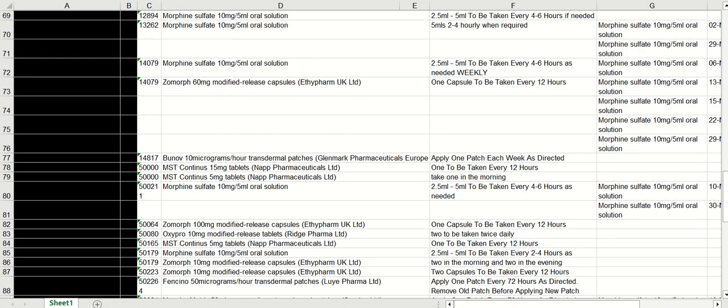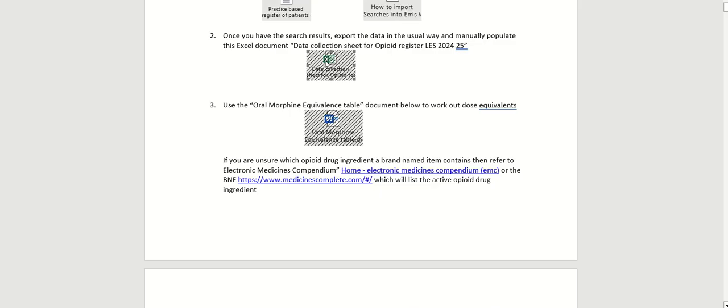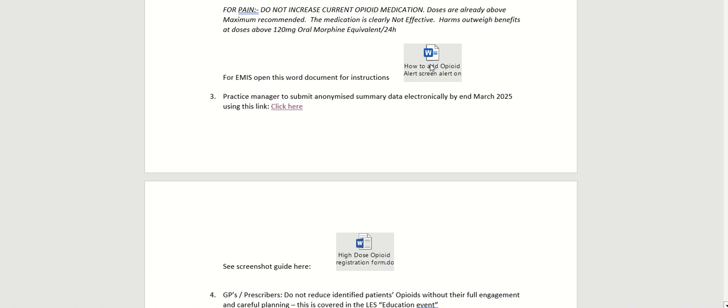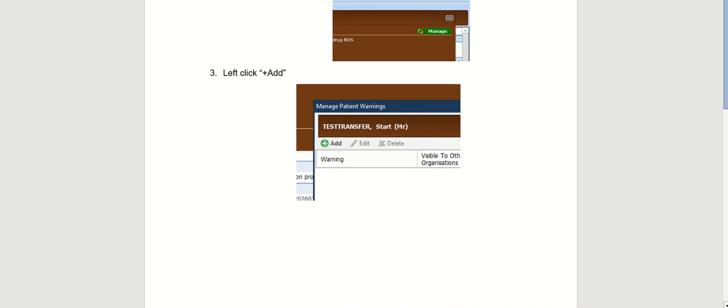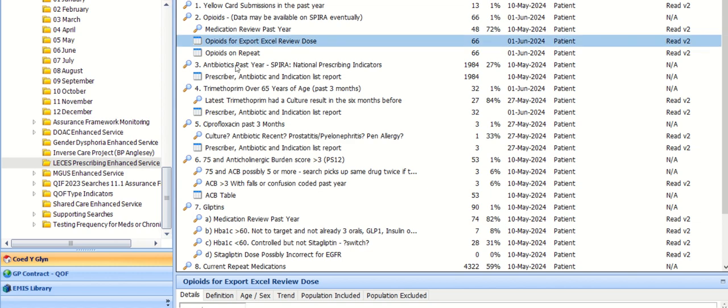So I'd find my 7 patients in my practice that are over 120, and the idea is that this asks you to put a little tag in the patient's records. So it asks you to add an alert in EMIS, and I think most of us are very familiar with how to do that. It's fairly straightforward. You just open the bar. I can't do that because it shows patient identifiable information.